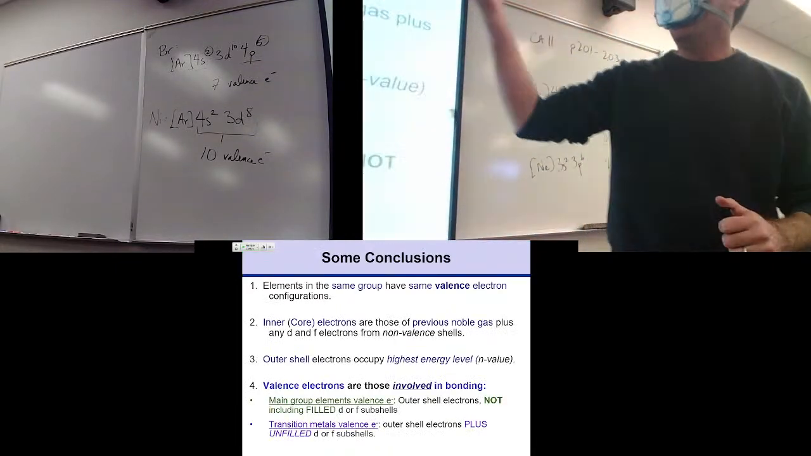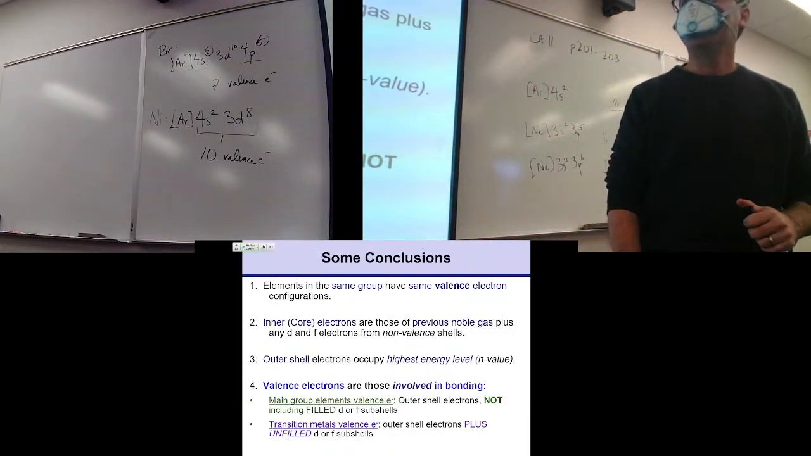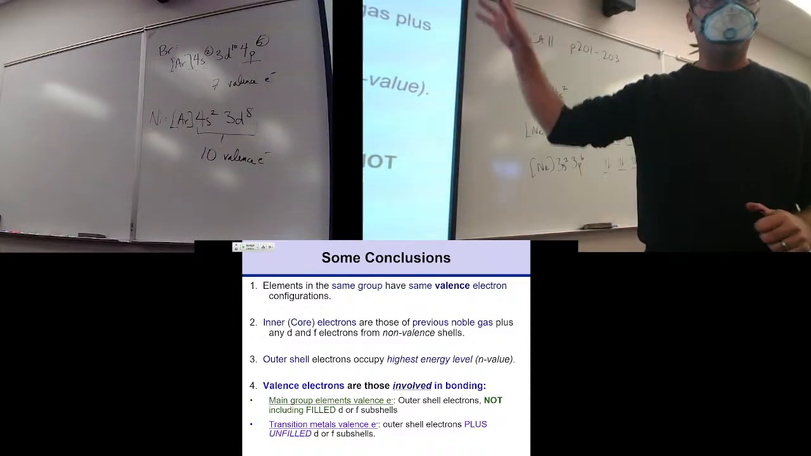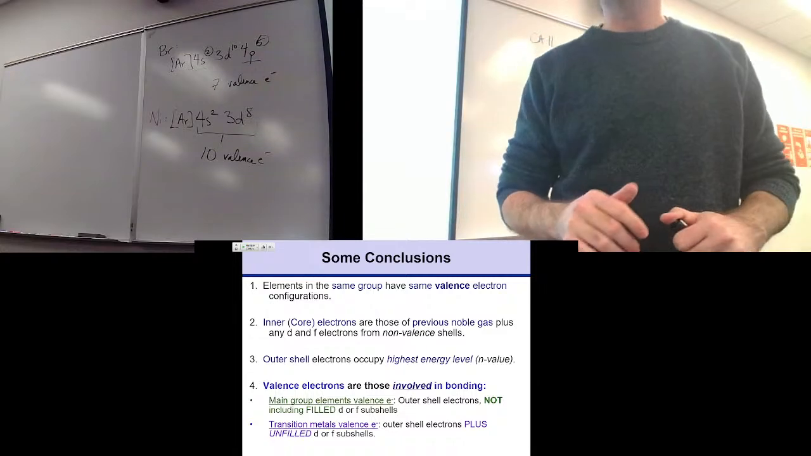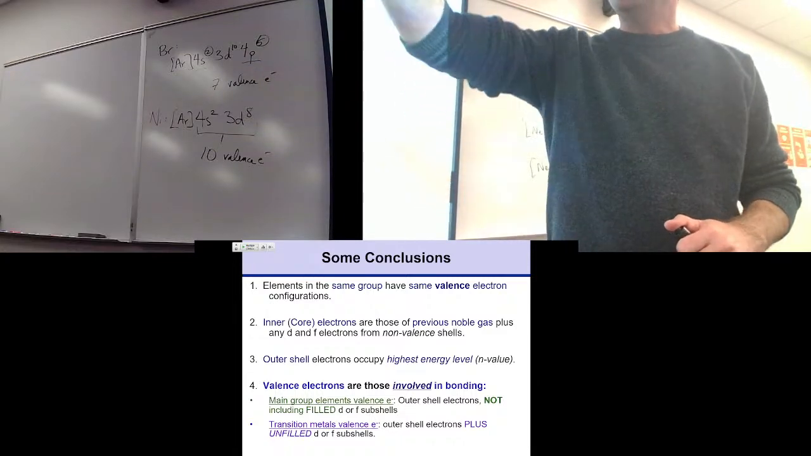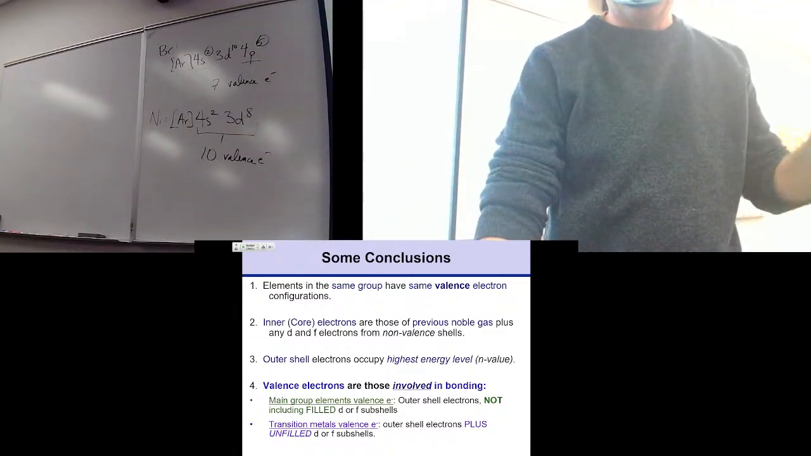And this would include F block elements as well. So include the F block if you're doing the valence electrons for uranium. You would count the F block elements too, or F block subshell.